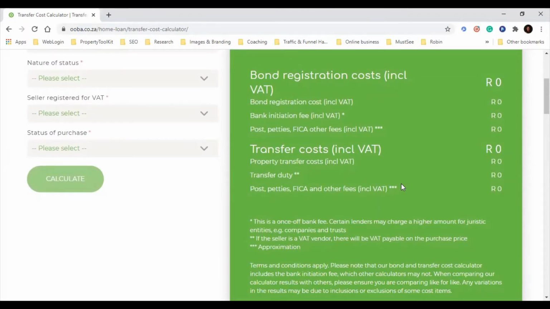So if a property is over 1 million, you will pay the transfer duty, which is a SARS tax component. But if it's less than 1 million, then you're just going to be paying your property transfer costs. Please take note, at the time of recording, which is the end of August, the transfer duty is as per 1 million and above. That's how you will pay the transfer duty.